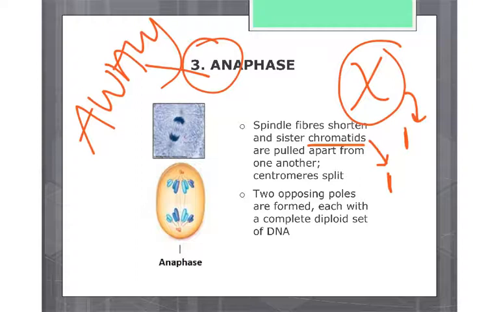So when we look at it, these chromosomes are going to be split and they are moving away from each other. When we look at pictures, same thing. We can see those spindle fibers shortening, these little fibers in here, right in there. You can see that those sister chromatids are physically being pulled away from each other.